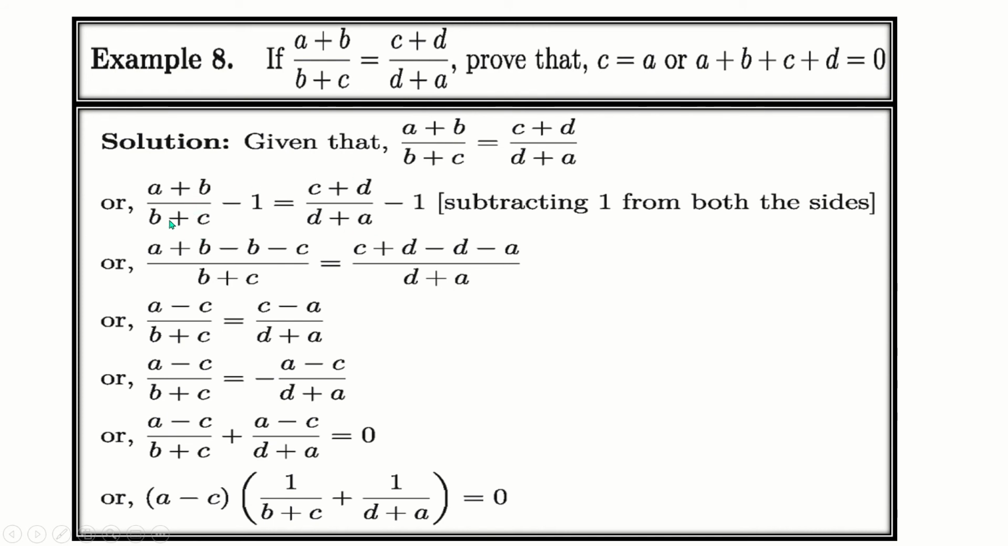Now the LCM, on subtracting 1 from this, we get here LCM b plus c. So here will be a plus b minus c. We know this. Here also, d plus a is the LCM. So here will be c plus d minus a, sorry, minus d minus a. Here d cancels, here b cancels. As a result, here will be (a minus c) by (b plus c), and here will be (c minus a) by (d plus a).